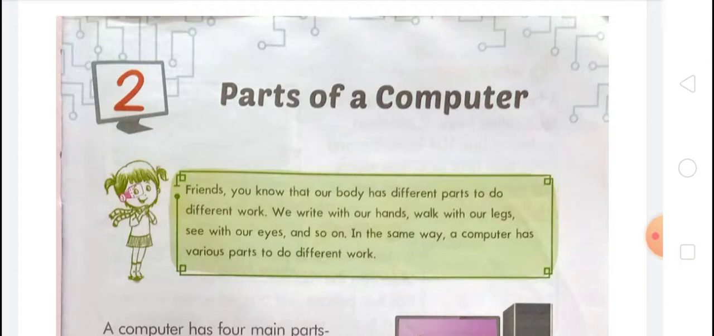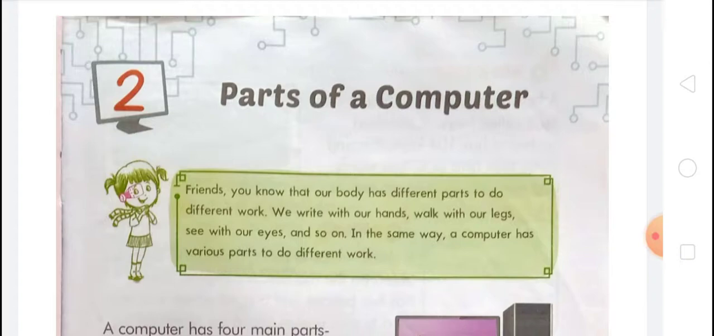Friends, you know that our body has different parts to do different work. We write with our hands, walk with our legs, see with our eyes, and so on. In the same way, a computer has various parts to do different types of work.